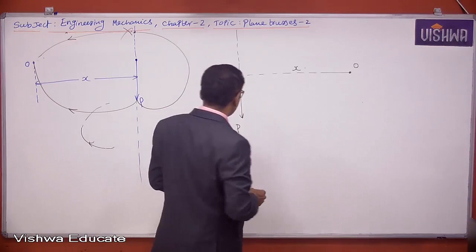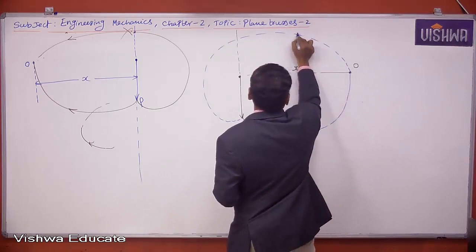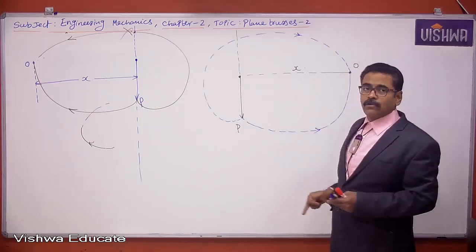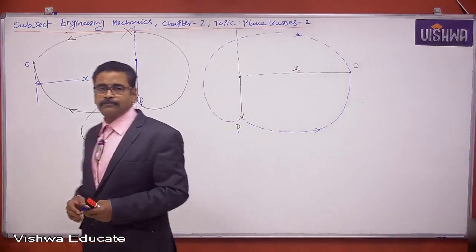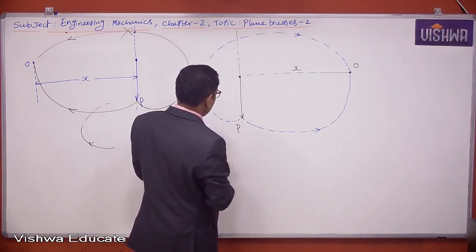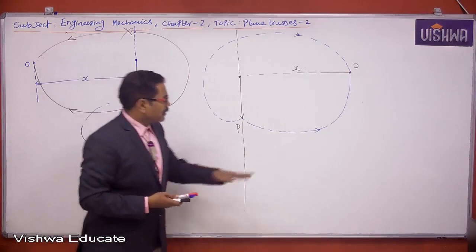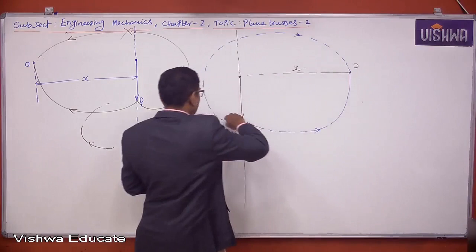Draw two arcs. From this, you draw one arc like this, and you draw one more arc like this. In clockwise direction, you draw an arc. In anti-clockwise direction, you draw one more arc. Which arc is not intersecting line of action of force? This arc. Line of action of force is like this, in vertical direction. This arc is not intersecting the line of action of force. This arc is taking less angle, this arc is taking more angle.